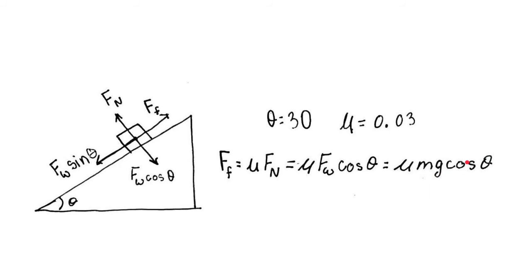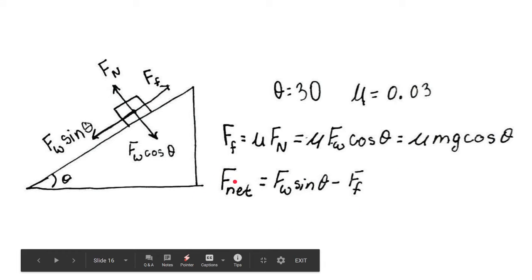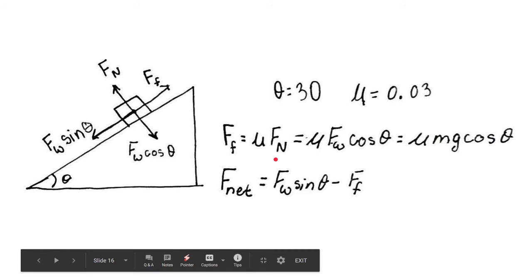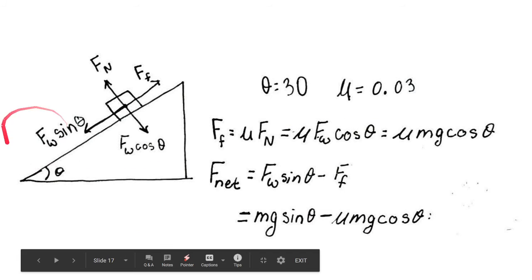cosine of theta. Alright, now, to find our acceleration, we need to use our net force, so we know that that's going to equal our force driving it down the ramp, or our force of weight times sine theta, minus the force that is opposing that motion, or our friction. Now we're just going to go ahead and plug in what we got for our friction, and since it's force of weight sine theta, we can substitute in mg for force of weight. So we get mg sine theta minus mu mg cosine of theta.